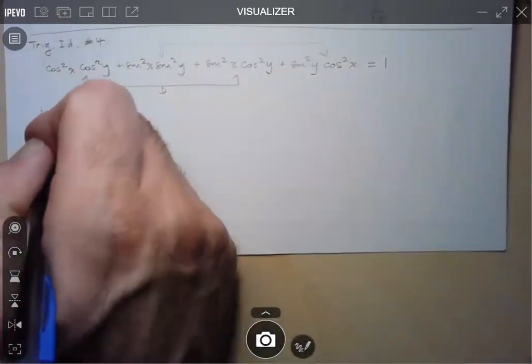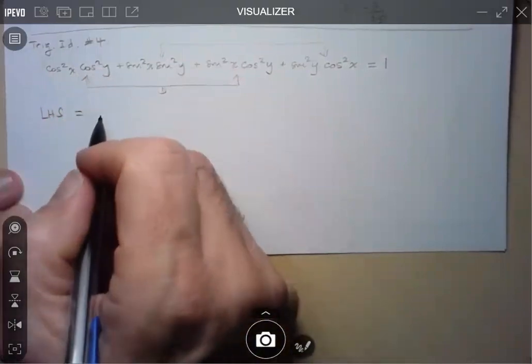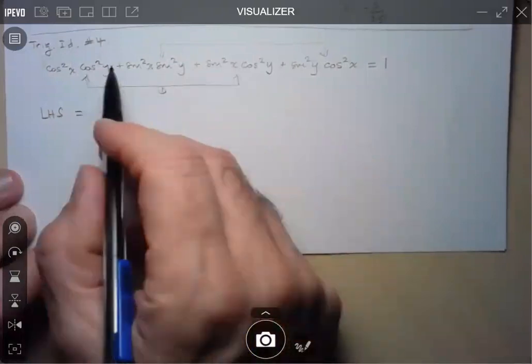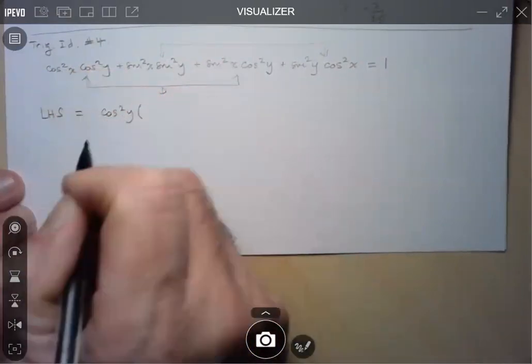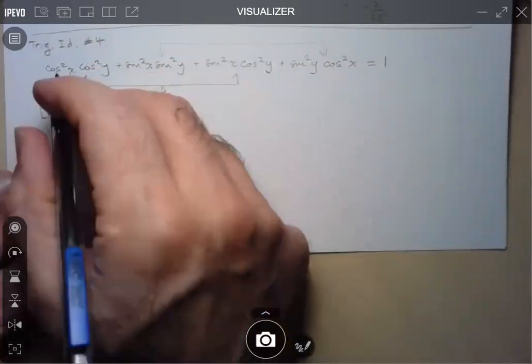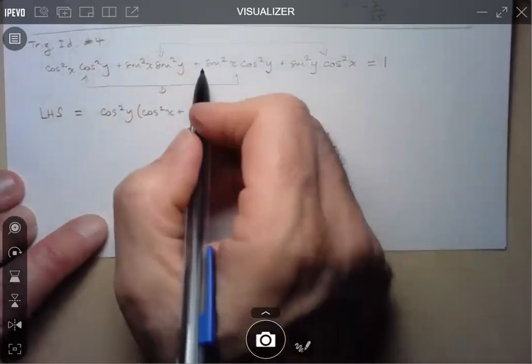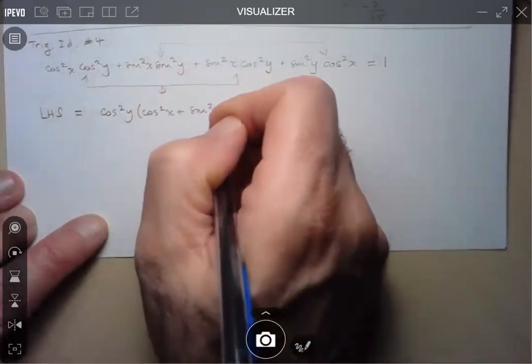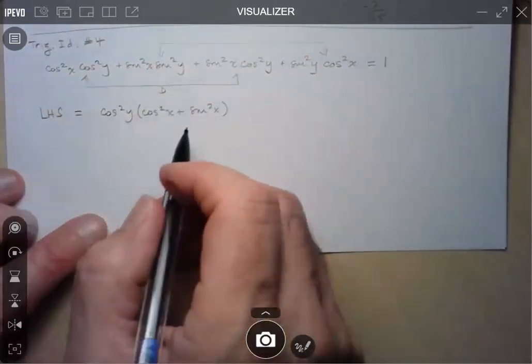So here I'm going to start with the left-hand side. Okay, and kind of from number 1, I'm going to look at these two and I'm going to factor out their common factor, which is cos squared y. And what am I left with? I'm left with, on this one, a cos squared x, plus this one here, a sine squared x. And of course, that makes me very happy because I know that that's just equal to 1.